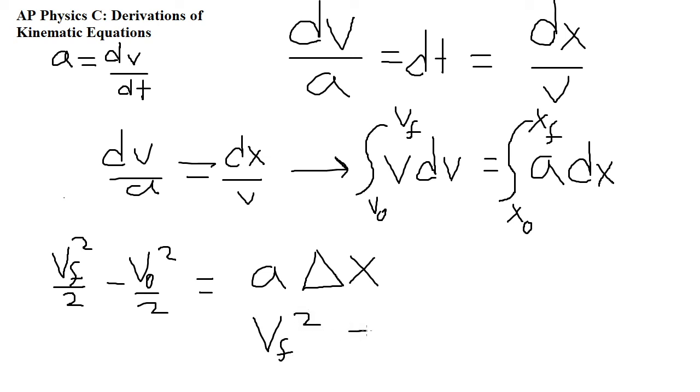And then we can multiply both sides by 2. And that will give us vf squared equals v naught squared plus 2 times acceleration times change in position.